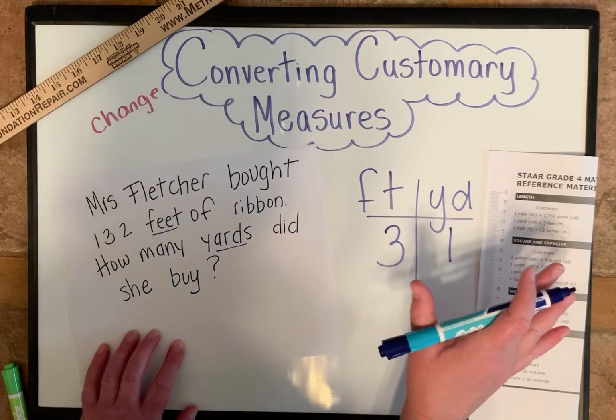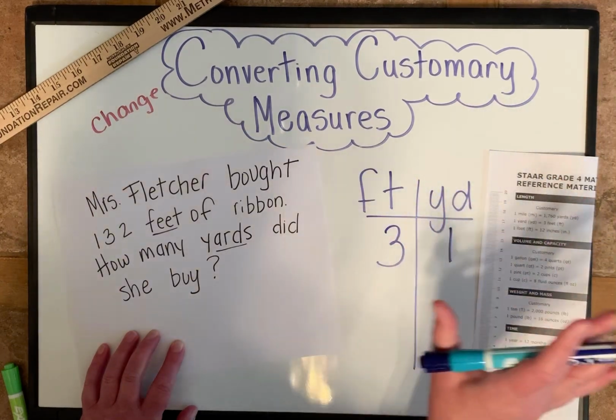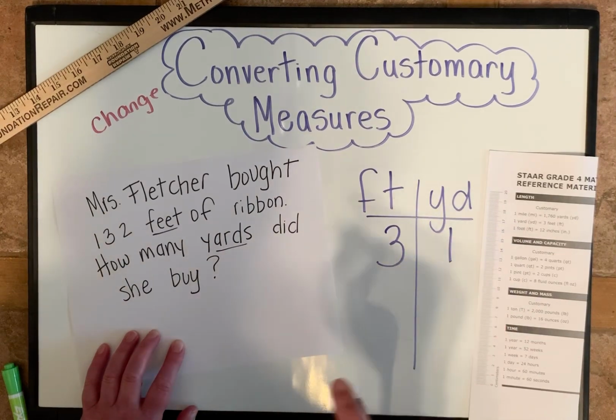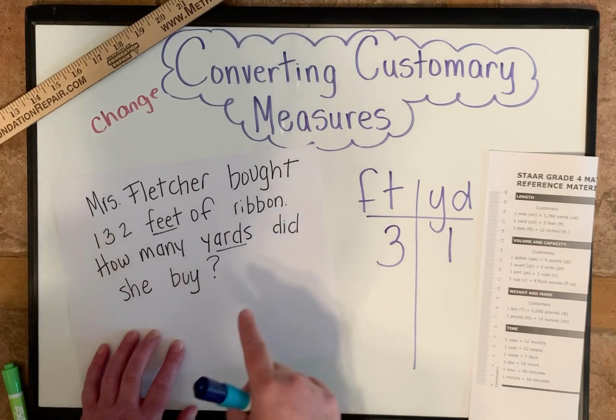Now, I don't know my rule yet because I could be going this way, I could be going this way. I don't know what I'm going to be doing yet. I know it's going to be a rule of 3, but I don't know yet if I'm going to multiply or divide. So let's fill in what else we know, and then we'll get to that.